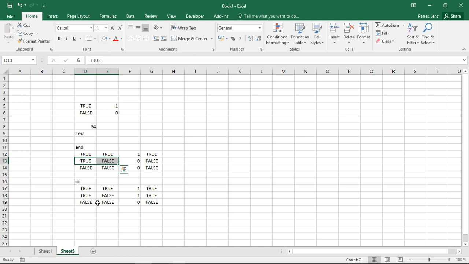Well, that's already everything I can tell you in the context of this short introductory course. So the most important insight here is that I can work with logic values, with true and false, similarly to what I did when I worked with numbers, because internally Excel saves them as 1 for true and 0 for false.